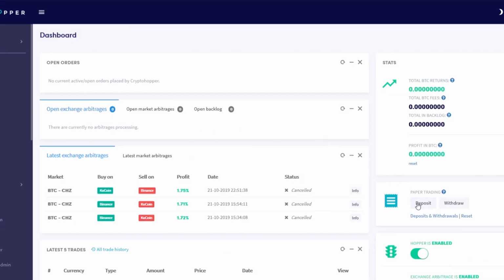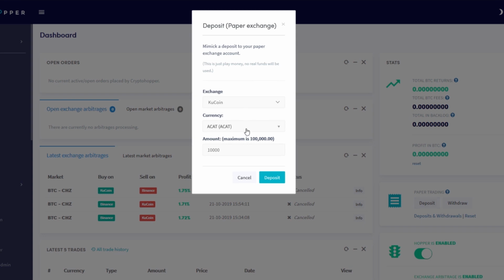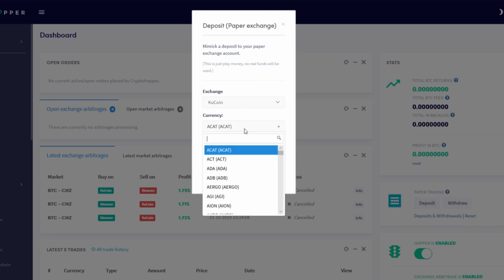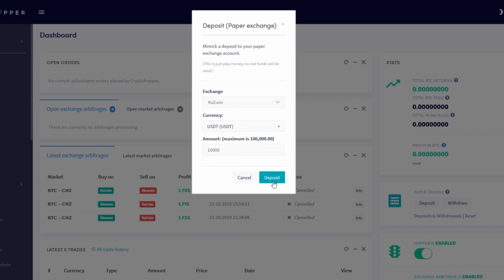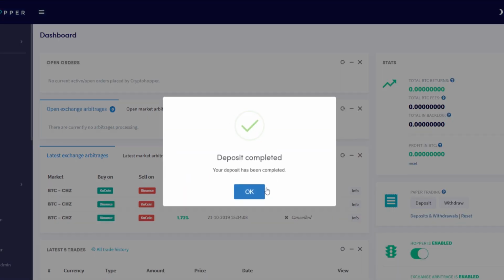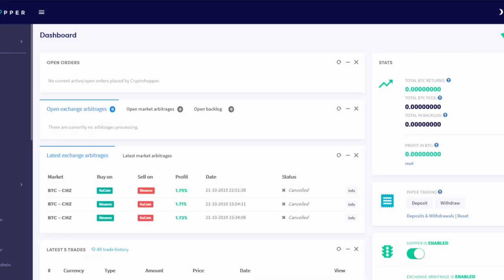Deposit the base currency, or in other words, the currency you want to trade from. We're going to use a stable currency, so our profits stay stable and don't depend on the price of BTC. Let's go to your settings to configure some basic settings.